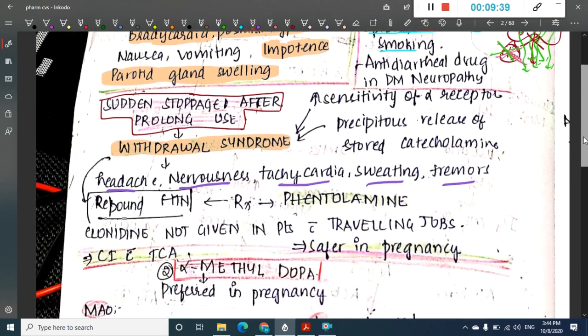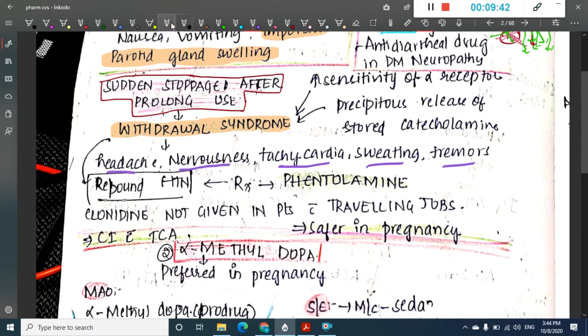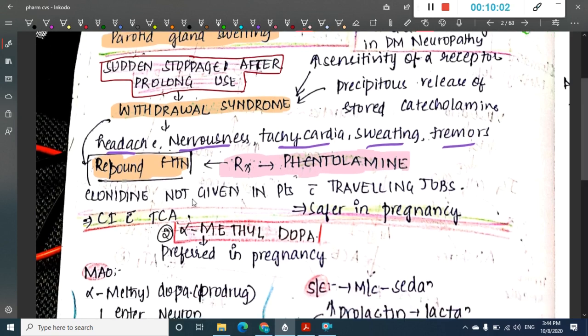Because of increased release of these sympathomimetic neurotransmitters, this will lead to rebound hypertension. How are you going to treat this rebound hypertension? It is treated with the drug phentolamine. One important thing is that clonidine should not be given to patients who have traveling jobs, because of this withdrawal symptom. And obviously it is relatively safer in pregnancy.